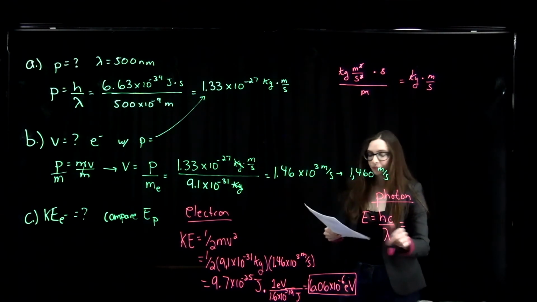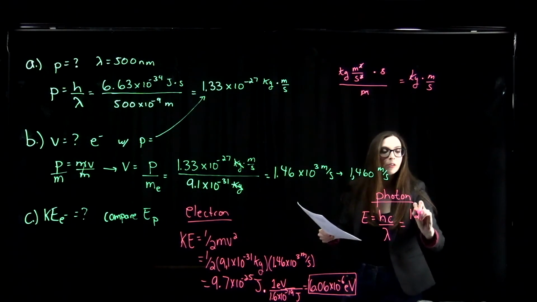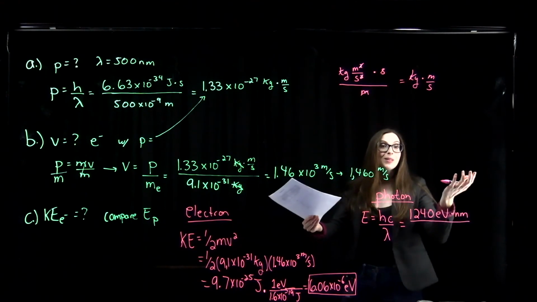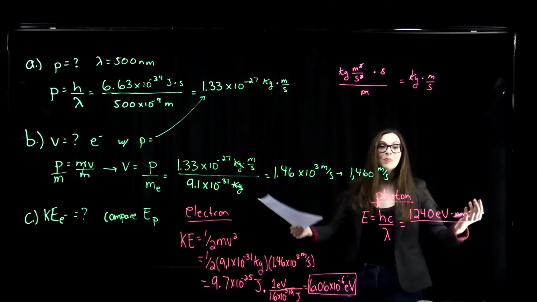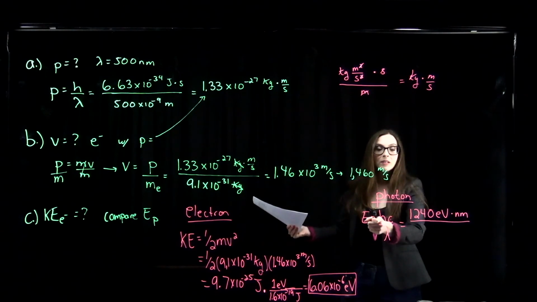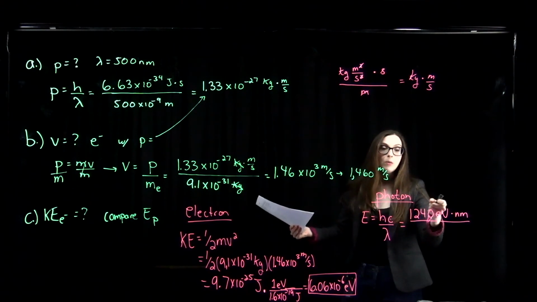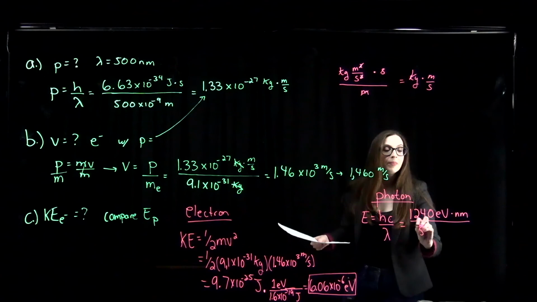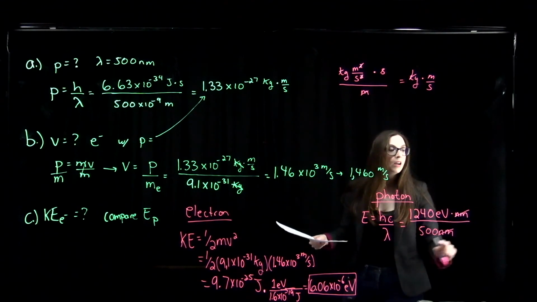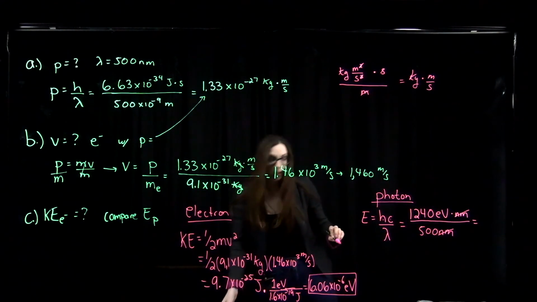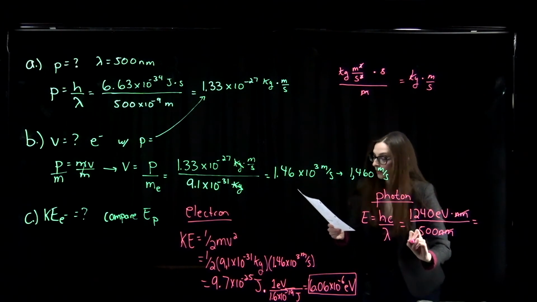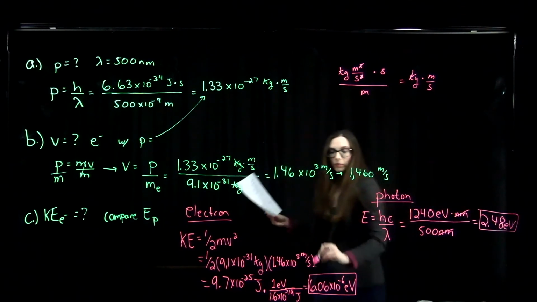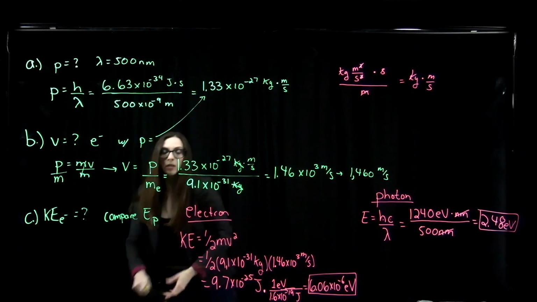So h times c is the same thing as 1,240 electron volts times nanometer. And I will leave it as an exercise to the reader, which is what they used to say in physics books when they're like, I'm not going to derive this for you today. You could try to work out and prove to yourself that Planck's constant times c does give you 1,240 electron volts times nanometers. And we're dividing by the wavelength of our photon, 500 nanometers. My nanometers cancel here and here. I'll get the energy of my photon in electron volts, and that turns out to be 2.48 electron volts.